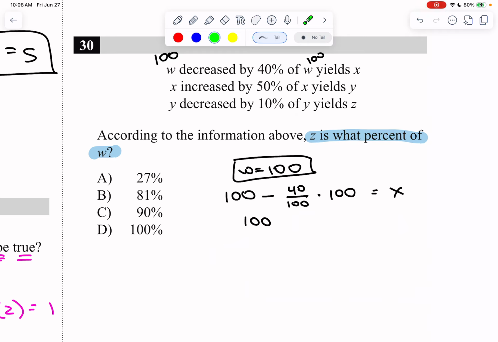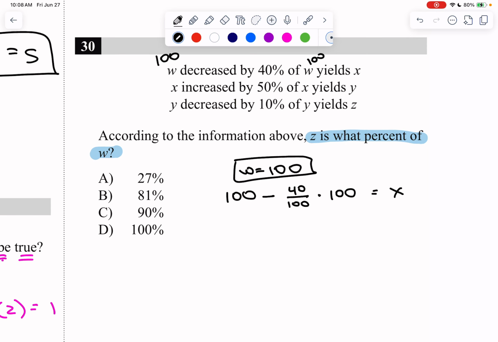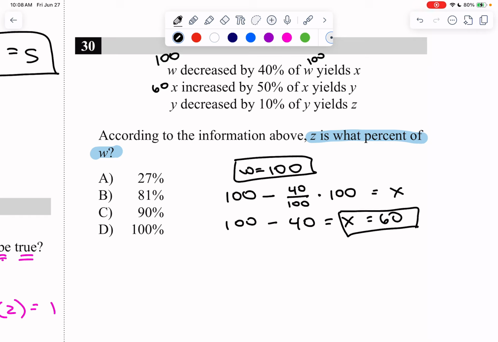All right, so we're gonna take that 100. Let's take it back from the top. We put in 100, and we're decreasing it by 40% of 100. And again, if you pop that into your calculator, you'll get 100 minus 40, because 40% of 100 is 40, and that'll give us our X, which is 60. Then we'll take that 60 and increase it by 50% of 60. That'll give us our Y. We're gonna take our 60 and increase it by 50% of 60.